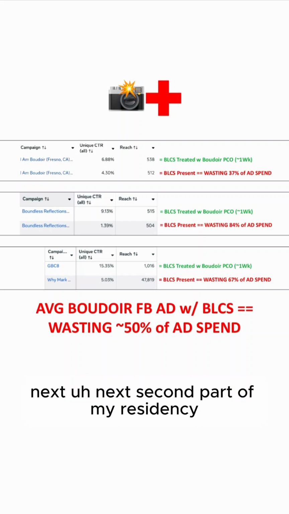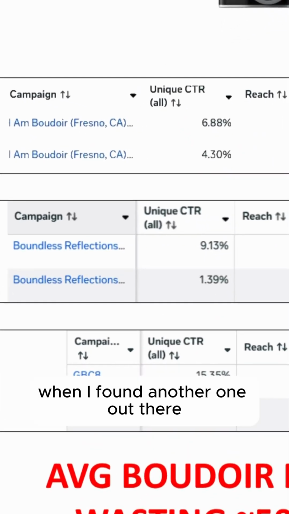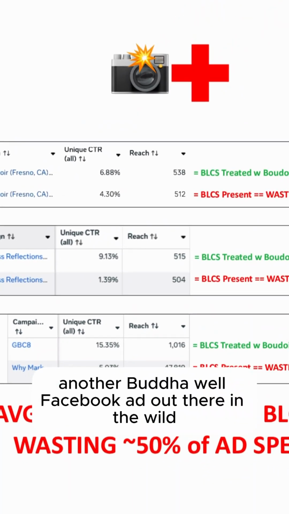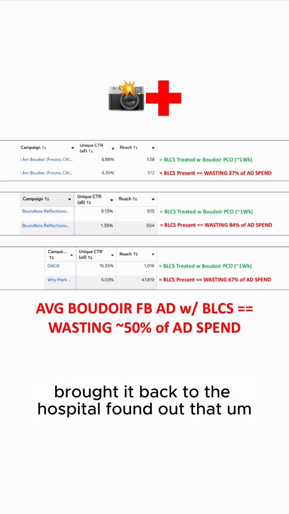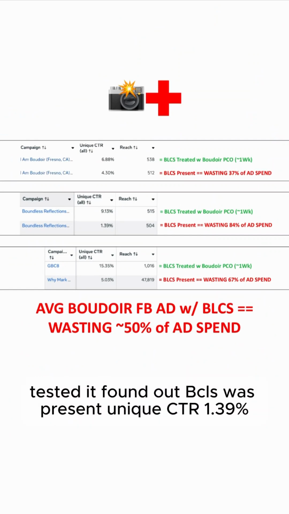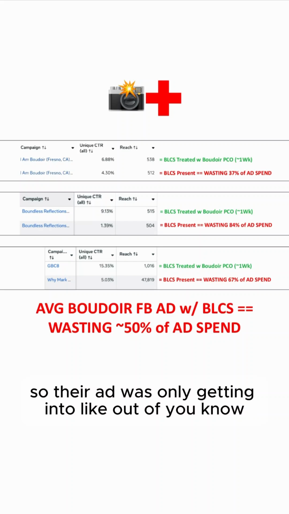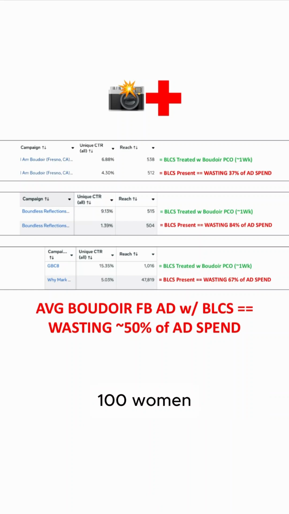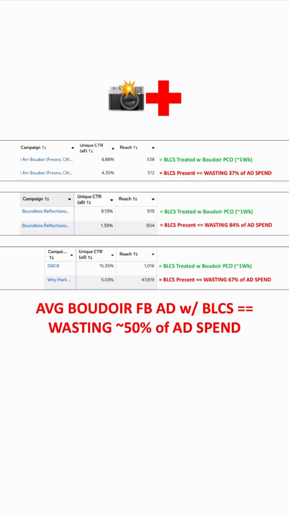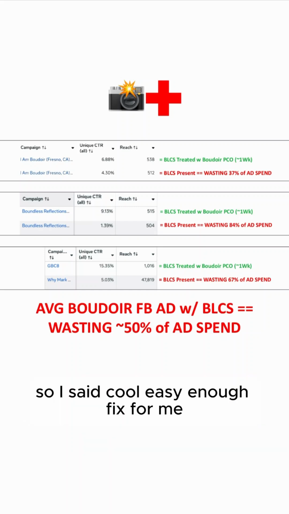Next, for the second part of my residency, I found another boudoir Facebook ad out there in the wild, brought it back to the hospital, ran it, tested it, and found out BLCS was present, with a unique CTR all of 1.39%. So their ad was only getting into like 1.5 out of 100 women's brains. So I said, cool, easy enough fix for me.